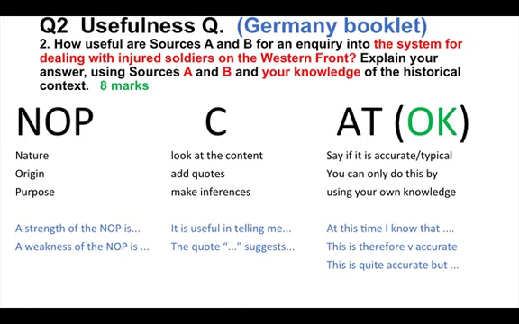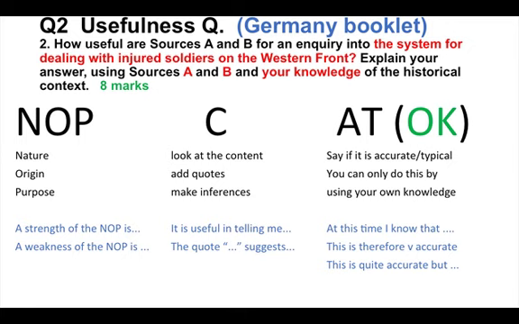So this question asks you, how useful are sources A and B for an inquiry into the system for dealing with injured soldiers on the Western Front? So the relevant information that we're looking for is how they dealt with soldiers who were injured. And in your answer, you're going to use sources A and B and your own knowledge of the historical context. It's worth 8 marks. If you don't include your own knowledge, you cannot score higher than 2, and that's what we see a lot of students not doing and therefore losing really necessary marks.